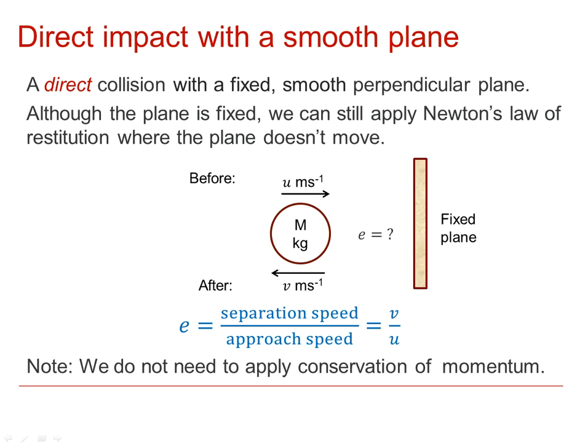This diagram shows what's going on with a direct collision with a fixed object, for example a ball being hit against the wall. This one you've met before, so the coefficient of restitution is the speed of separation divided by the speed of approach. So v is the speed coming away from the wall and u is the speed approaching, then E is equal to v over u. Now in these situations we won't need to apply conservation of momentum.